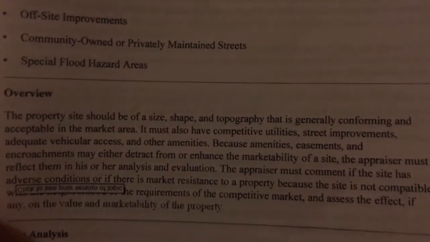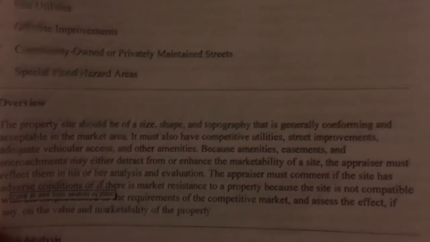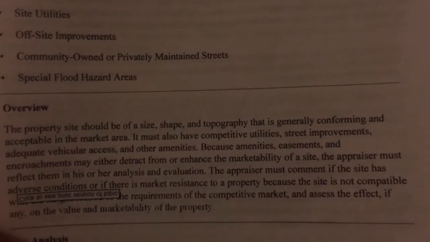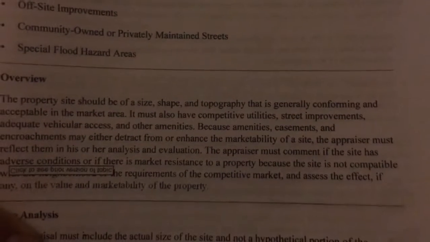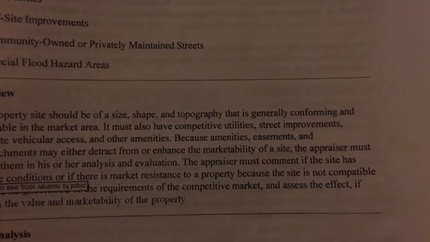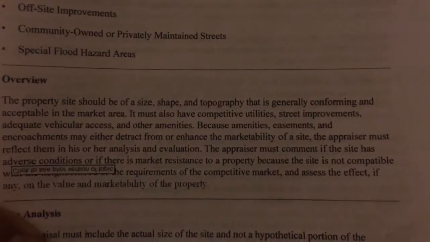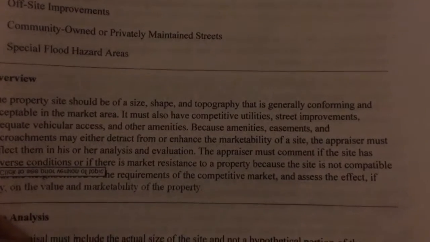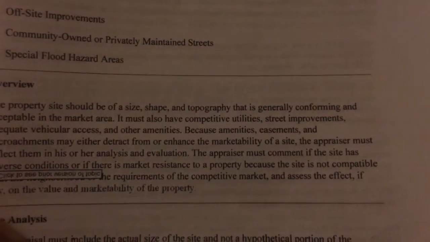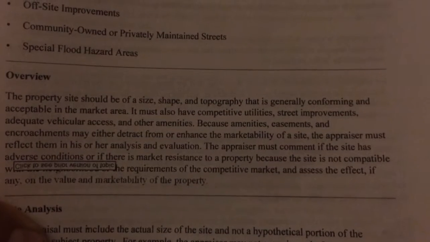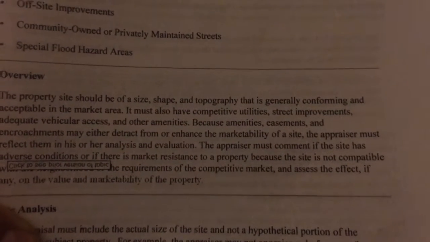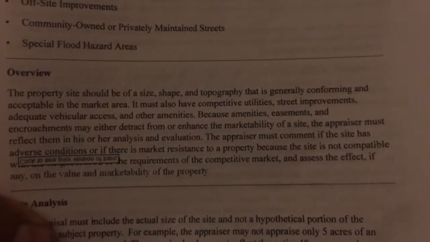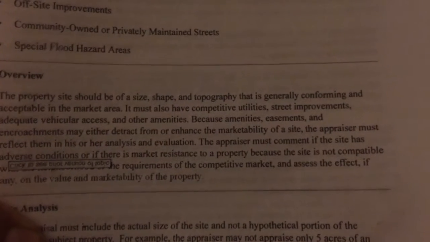Overview. The property site should be of a size, shape, and topography that is generally conforming and acceptable in the market area. It must also have competitive utilities, street improvements, adequate vehicular access, and other amenities. Because amenities, easements, and encroachments may either detract from or enhance the marketability of a site, the appraiser must reflect them in his or her analysis and evaluation.